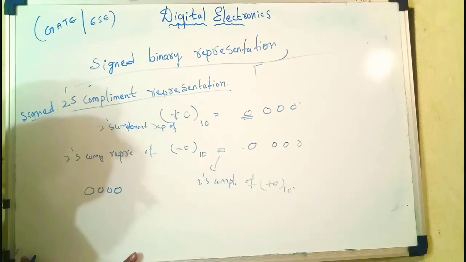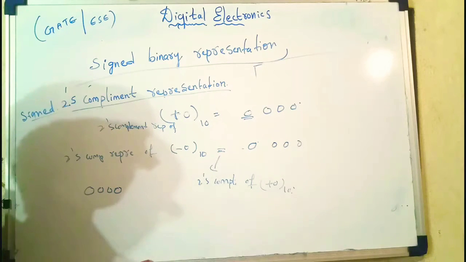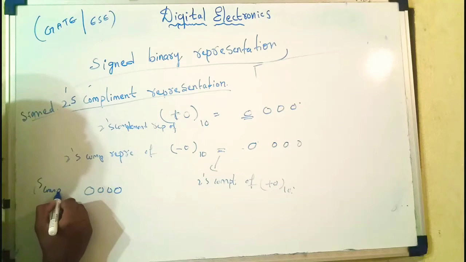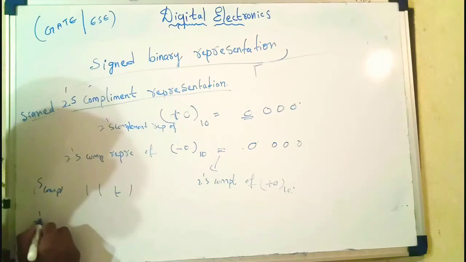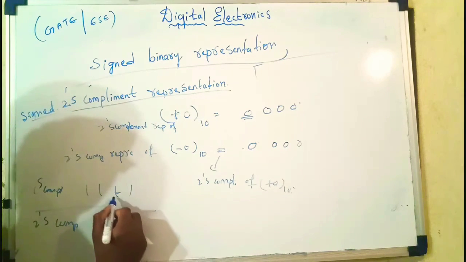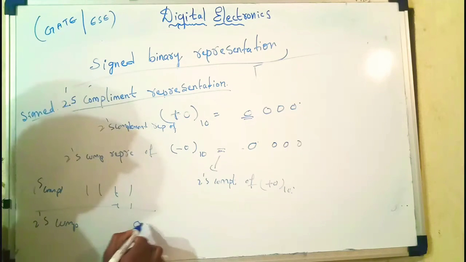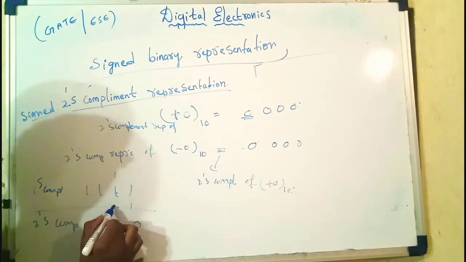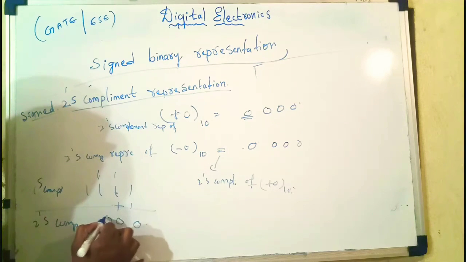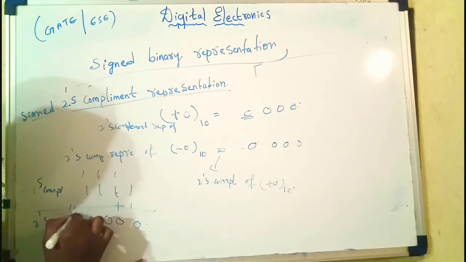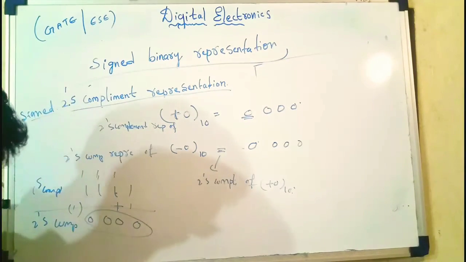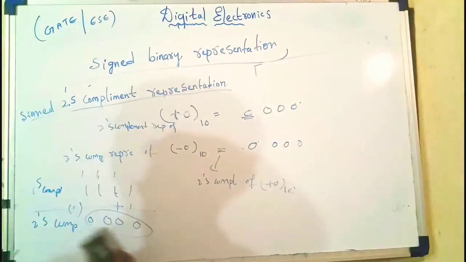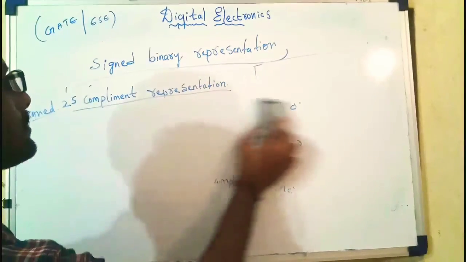2's complement of plus 0 to the base 10 is nothing but 1's complement of plus 0 to the base 10 plus 1. The 1's complement of plus 0 is nothing but all 1's. 2's complement is nothing but we just add a 1. 1 plus 1 is 0, carry is 1; 1 plus 1 is 0, carry is 1; 1 plus 1 is 0, carry is 1; 1 plus 1 is 0, carry is 1. Here we are getting all zeros. This is the advantage in 2's complement representation. So we have only one value for 0.